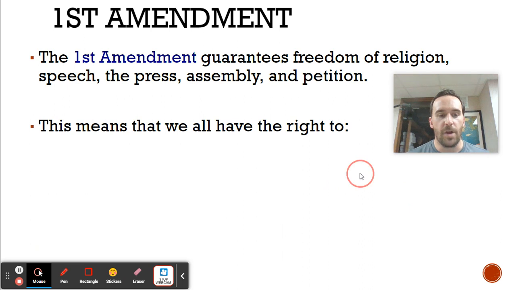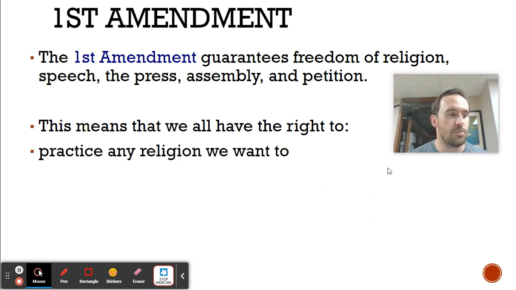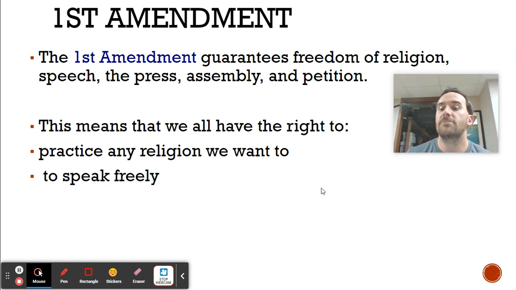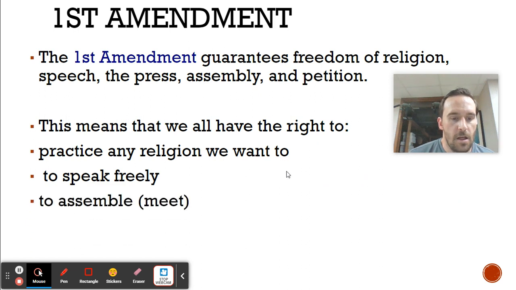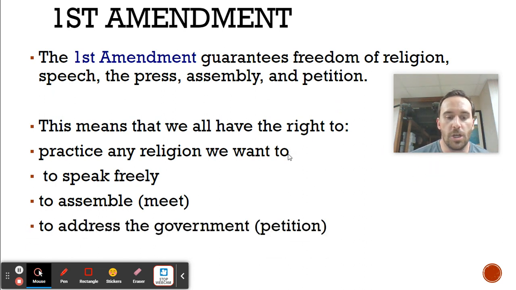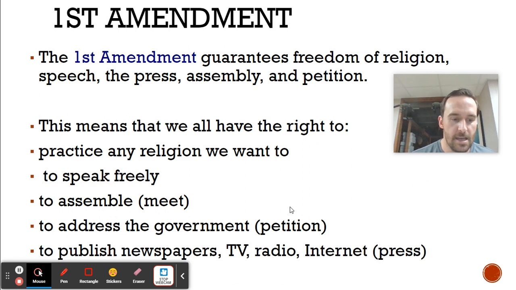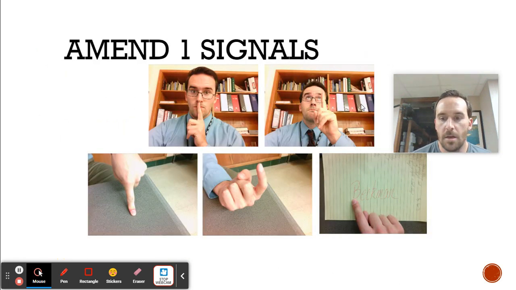It means that we have the right to practice any religion we want to. We have the right to speak freely, to say what's on our mind and not have to worry about the government disliking that and coming to get us. It says that we have the right to assembly, which is a fancy way of saying meet up. We have the right to address the government and ask them to change, which is the right to petition. And finally, we have the right to publish newspapers, TV shows, radio, internet pages. That's the freedom of the press.